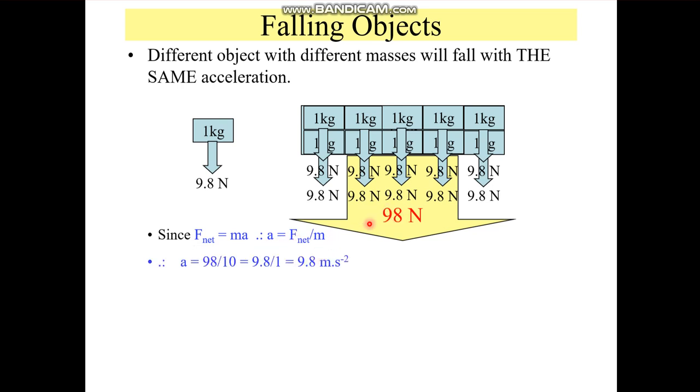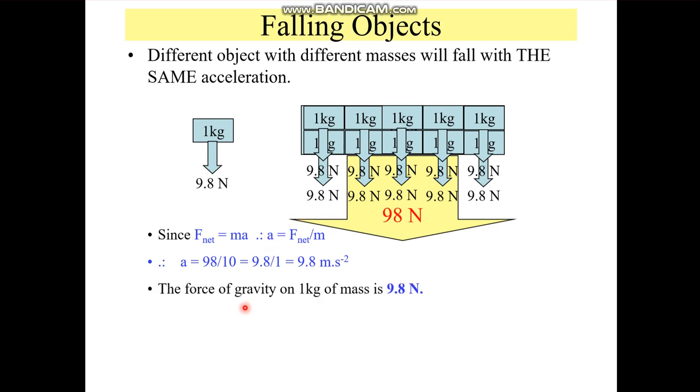Now, if you put either of these values in, 98 over 10, 98 is the weight, 10 is the mass, or if you put 9.8 over 1, both of those give you exactly the same answer, 9.8 meters per second squared. That is the acceleration of any falling object, irrespective of its mass. You can do this with any object of any mass, and you'll get exactly the same answer.